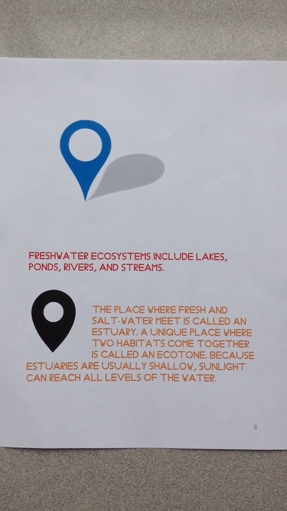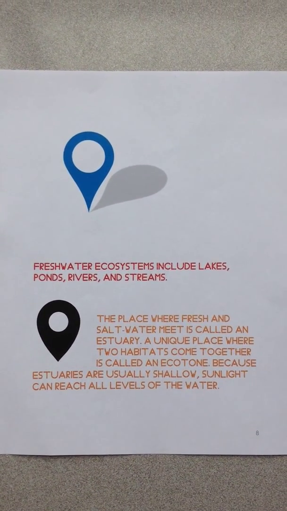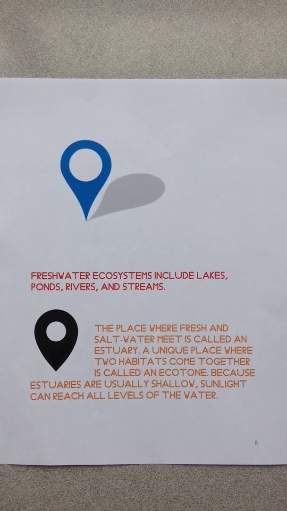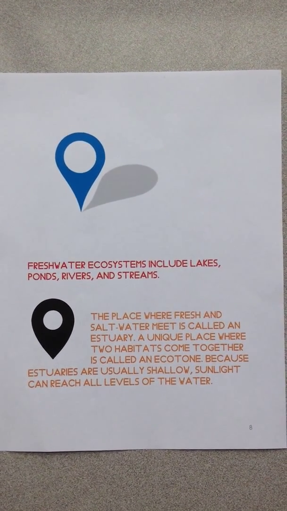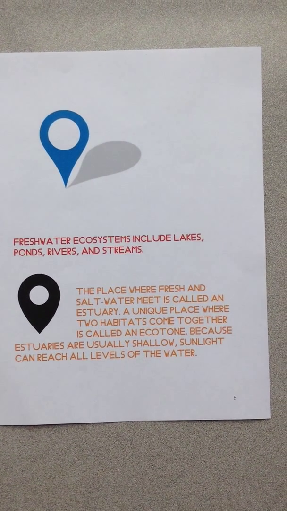The place where fresh and salt water meet is called an estuary. A unique place where 2 habitats come together is called an ecotone. Because estuaries are usually shallow, sunlight can reach all levels of the water.